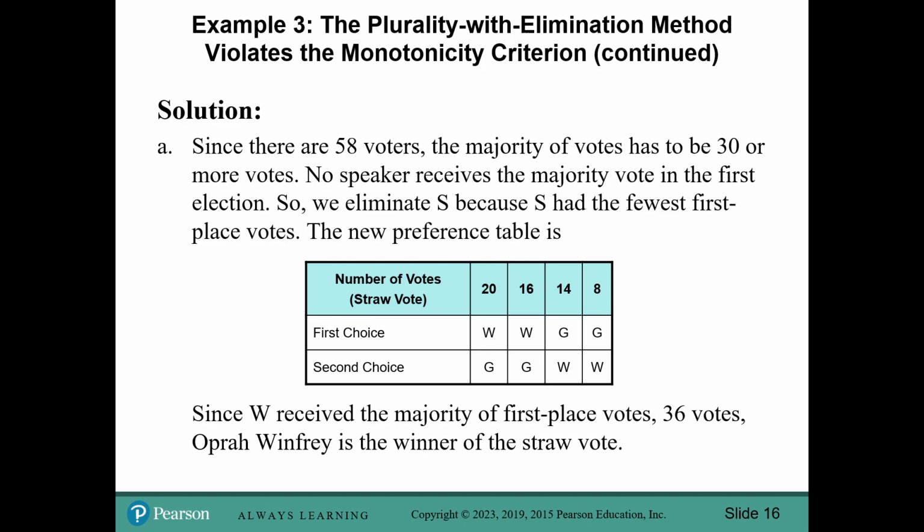Okay, this is what we see. So we see now that W has 20 votes and 16 votes, and G has 14 votes and 8 votes for first place. So 20 plus 16 is going to give you that over 30 majority there. So since W received the majority of first place votes, 36 votes, Oprah Winfrey is the winner of the straw vote in the first election.